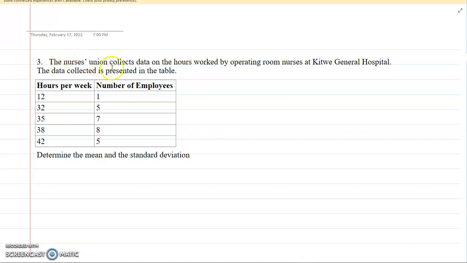The nurses union collects data on the hours worked by operating room nurses at Quito General Hospital. The data is collected and presented in the table. So we have hours per week and number of employees.